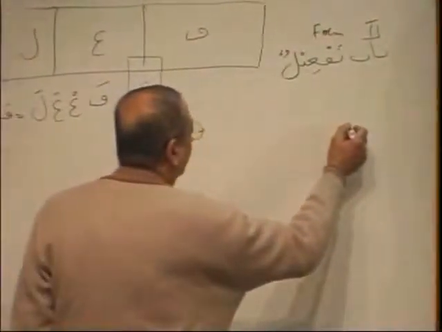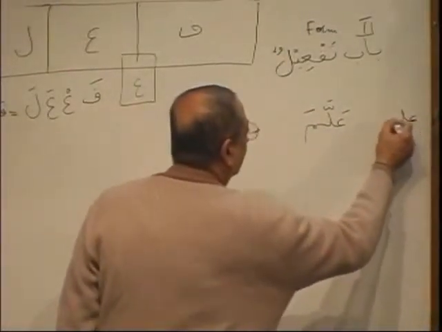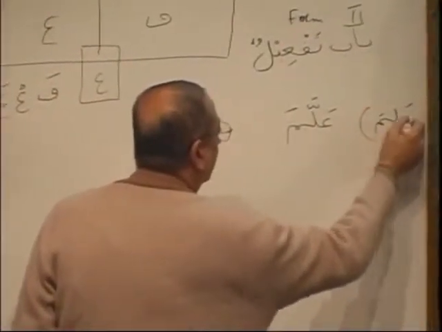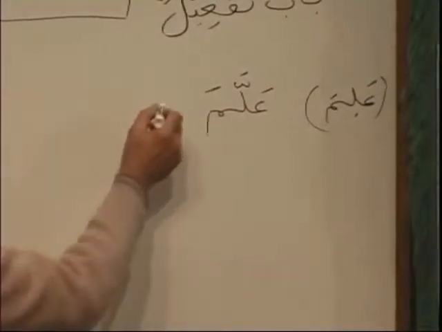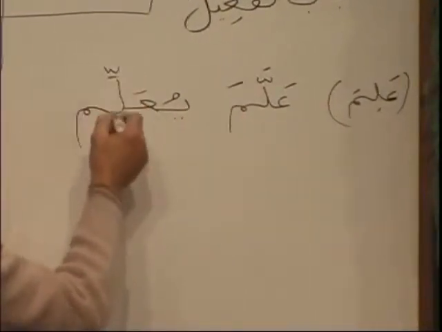I give here now a pattern, brothers and sisters. Allama. What is the root? It is coming from alima. Allama. Now we make it into mudari'. First it will be ya, and then again a, and then the ayn kalima gets a kasra. Are you with me? Allama, yu'allimu. Are you with me? Alima is to know. Allama is to teach. Brothers and sisters, now we come to amr. How do I make amr?